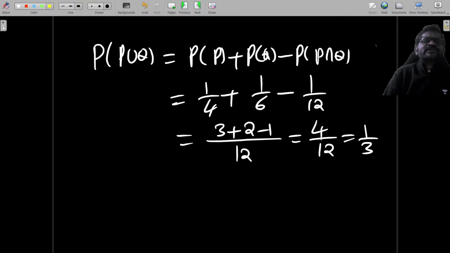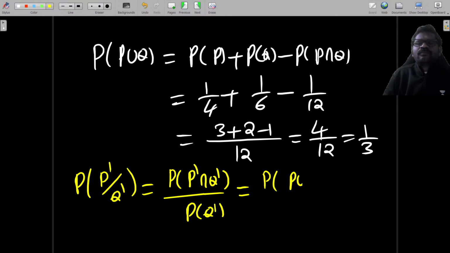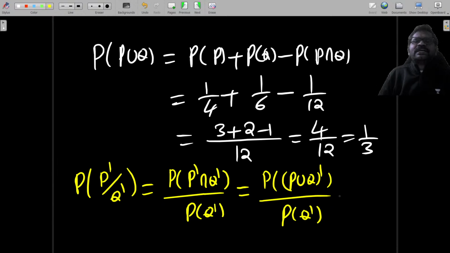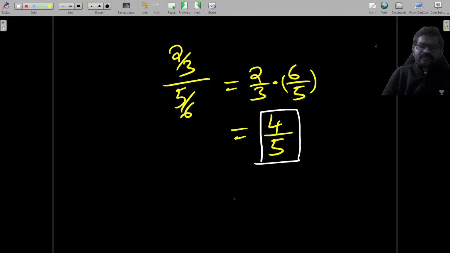Now we have to find out probability of P does not apply for the job given that Q does not apply. P dash intersection Q dash by probability of Q dash. P union Q whole dash by probability of Q dash. That is nothing but 1 minus 1 by 3 by 1 minus 1 by 6. That is 2 by 3 by 5 by 6, 2 by 3 into 6 by 5, 4 by 5. So the answer is 4 by 5.